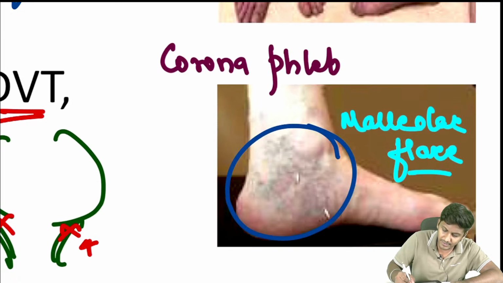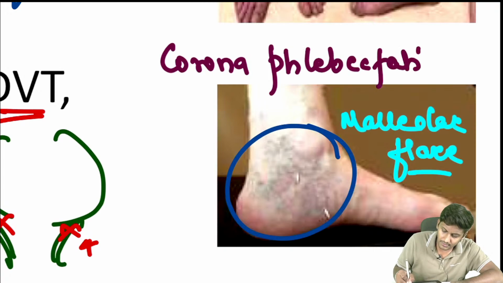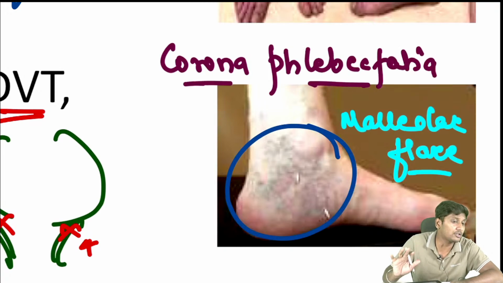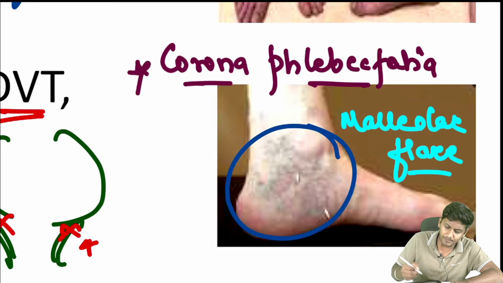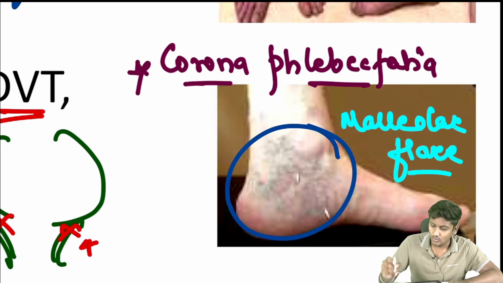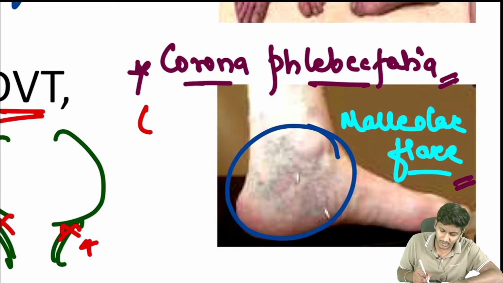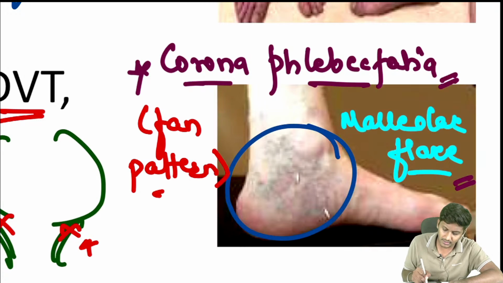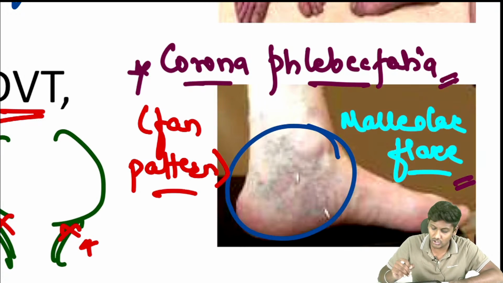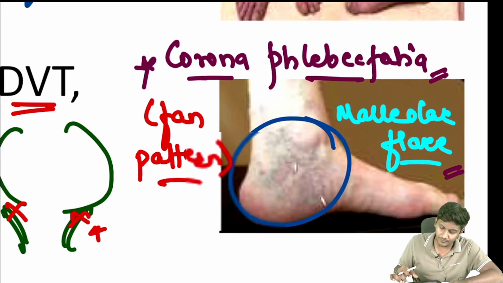Coronaphlebectasia. A previous year image-based question has been asked in NEET PG, so please be aware of this. The diagnosis was asked. It is nothing but a fan shape pattern of the dilated veins, known as the malleolar flare, and it is known as corona phlebectatica. It is one and the same thing, the fan pattern. So the fan pattern telangiectasia which is there is known as corona phlebectatica or the malleolar flare. Okay, that is important.